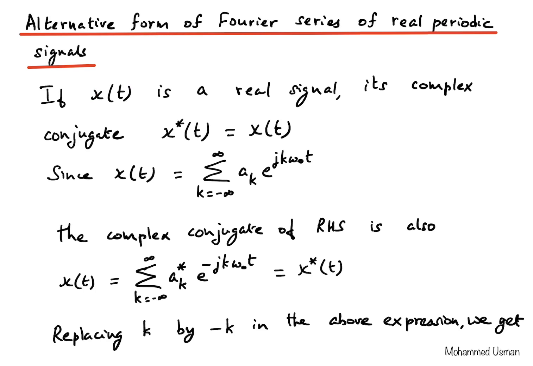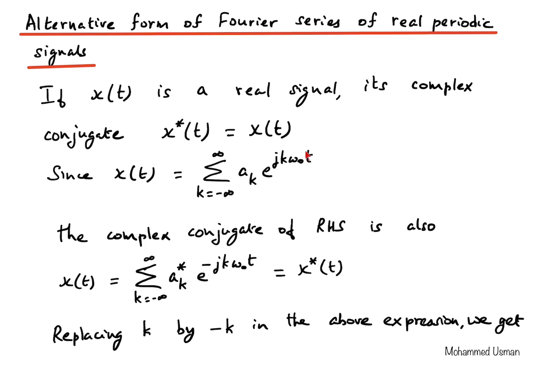So basically what we are going to do is write the representation in terms of the complex conjugate, and we'll get some relationship between the ak and a minus k, because we have these coefficients ak for positive values of k as well as negative values of k. We want to get some information or relationship between them. To do that, we are first of all recognizing the fact that the complex conjugate of a real signal is the signal itself.